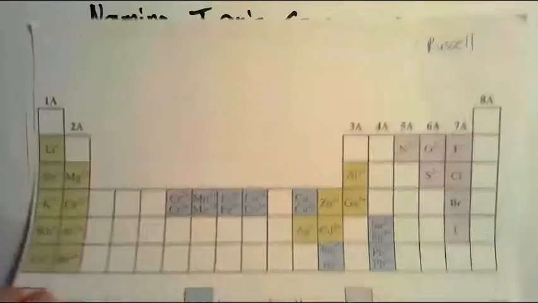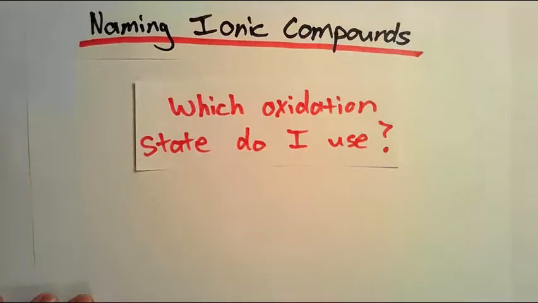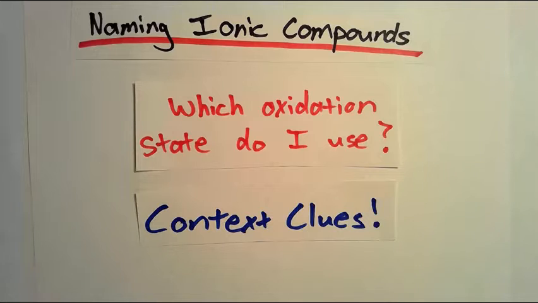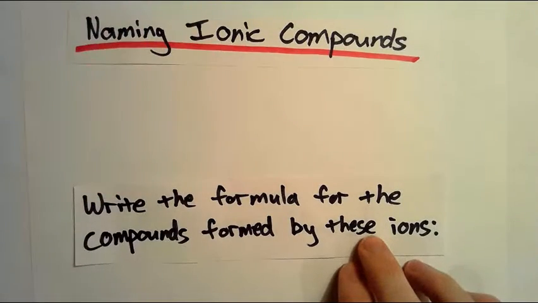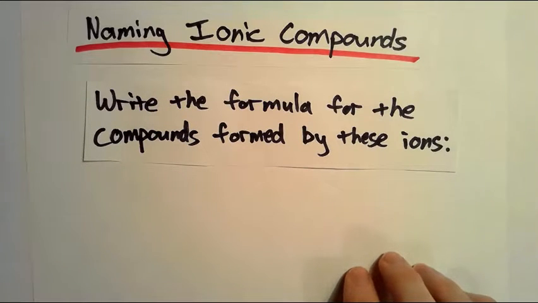When we run into these, we'll have to ask ourselves this question: which oxidation state do I use? You're going to have to follow some context clues based on what nonmetal it is paired with. So let's do some examples where we're going to use our context clues to find our oxidation states.